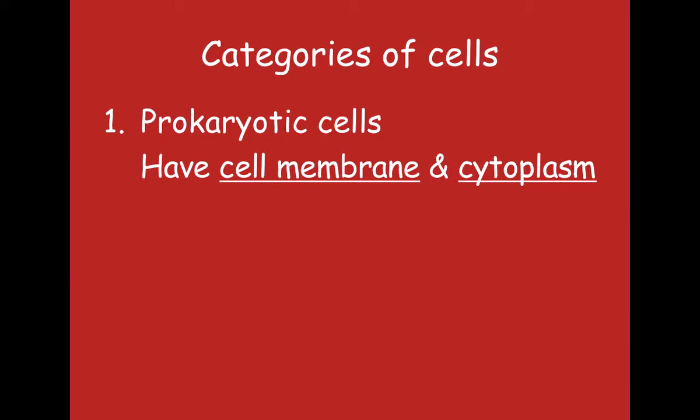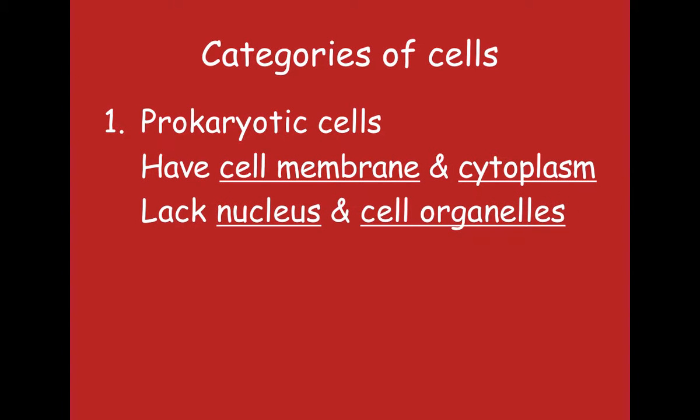All right, so now let's get into those categories of cells. If we take all of the cells that are out there, we can divide them into two main categories. The first one are the prokaryotic cells. Prokaryotic cells have a cell membrane and cytoplasm, and that's pretty much it. That's all you're really going to see.